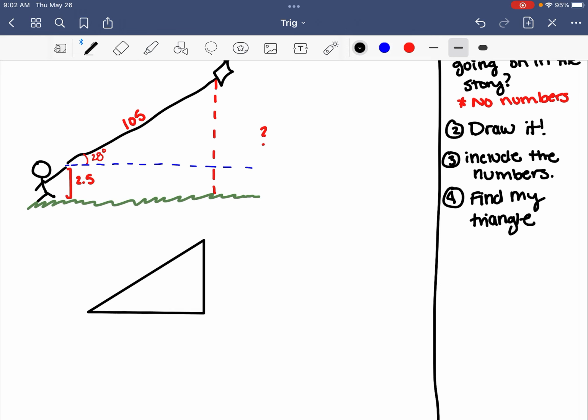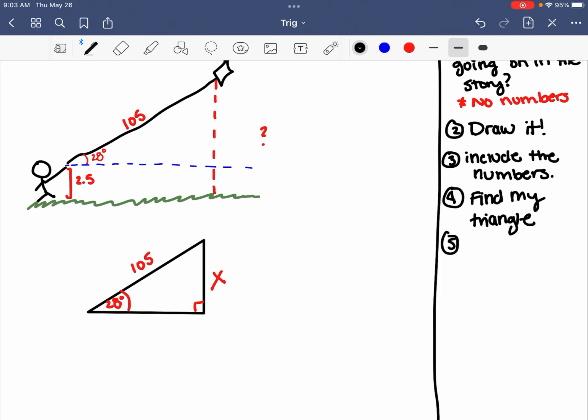Okay. So I'm going to relabel it. This is 105. Obviously, this is a right triangle. This is 28 degrees. And it looks like we're going to be trying to find this side.